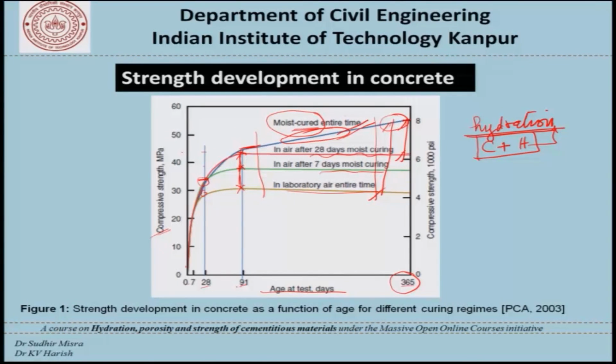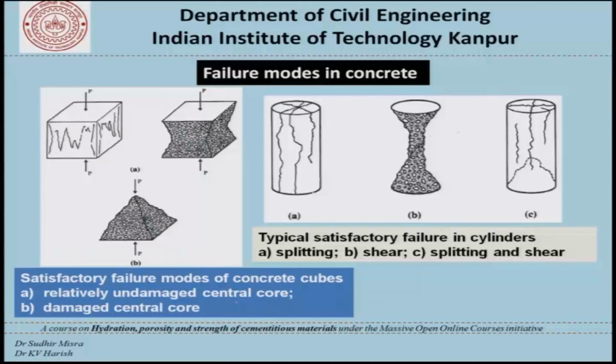Of course, this age of 91 days would also be related to the kind of cement or the kind of mineral admixtures we are using, the environment in which we are, and so on and so forth. Now with this background, let's try to take a look at the failure modes in concrete.